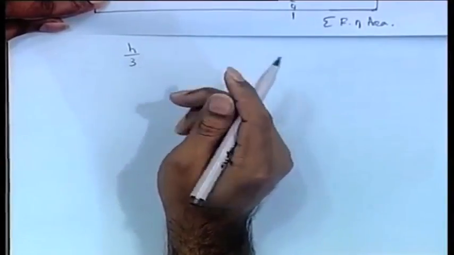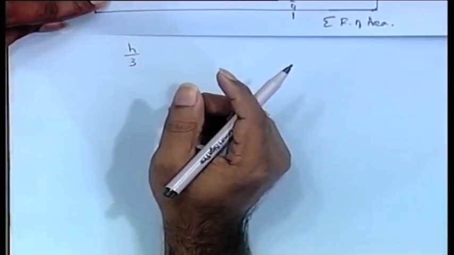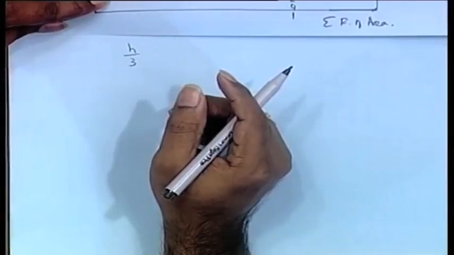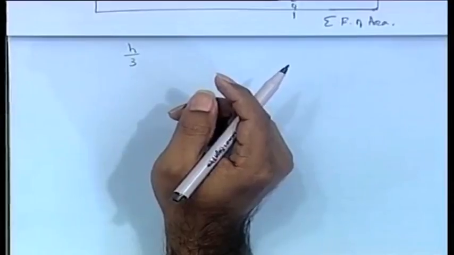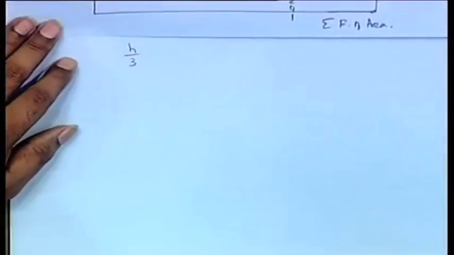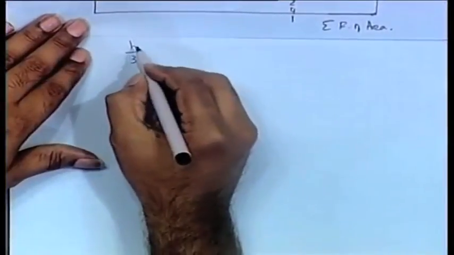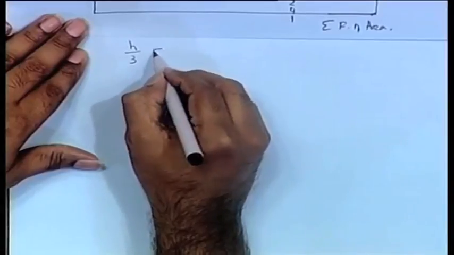h will be the distance between the stations, which is given. You are told that the vessel is 90 meters and it is divided into 7 equal stations, that means 6 equal regions, so 6 equal parts. So, you do 90 by 6. Then h by 3 into this summation.